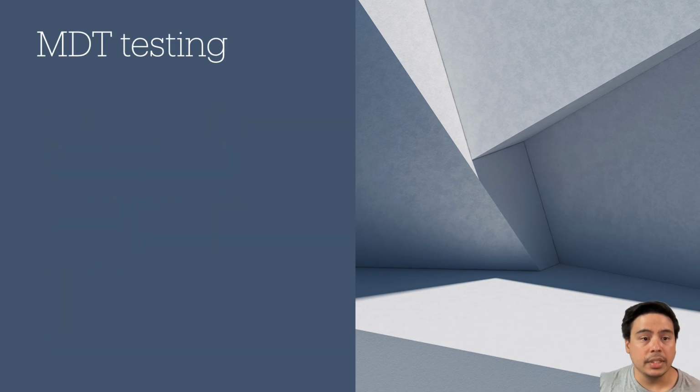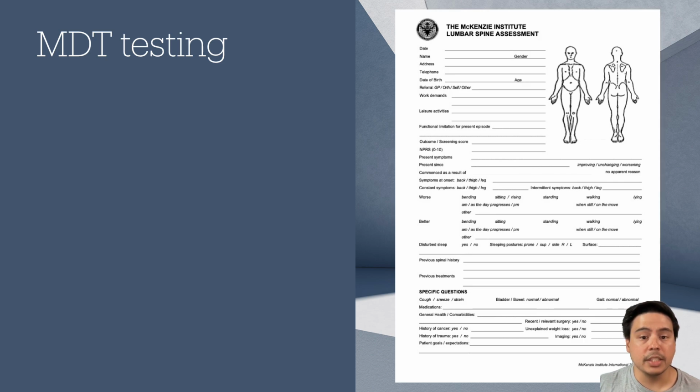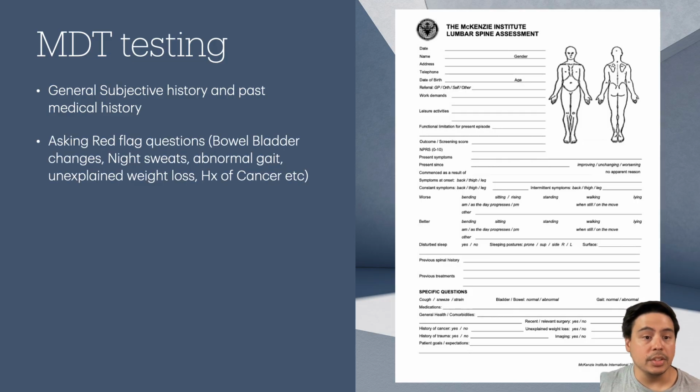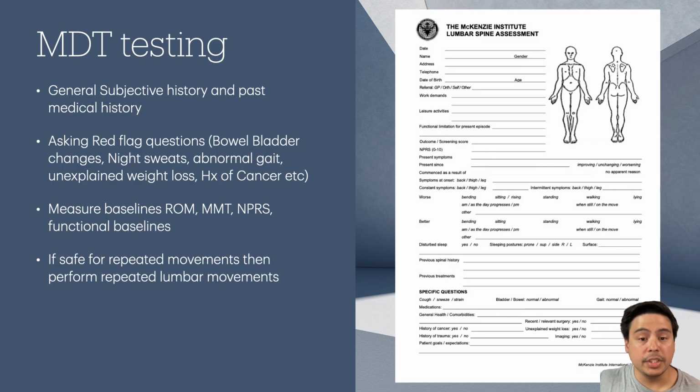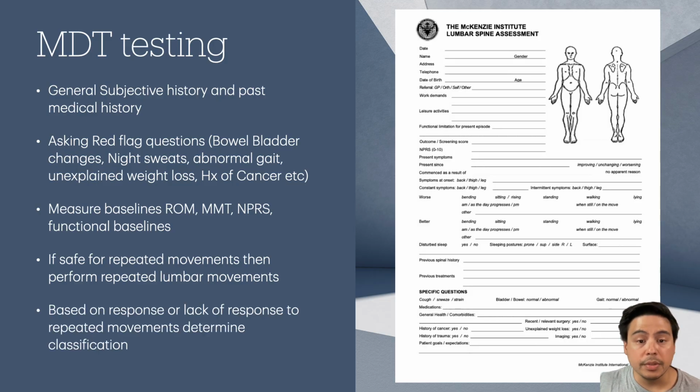With MDT testing, you have a lumbar spine assessment sheet. You have your general subjective history and past medical history. Then you ask these red flags, which helps with one of the classifications in the MDT classification system. You measure baselines like range of motion, manual muscle tests, and pain, and you want your functional baselines too, like what they have issues with. If they're considered safe for repeated movements, then you perform the movements. Based upon what they respond to, those repeated movements help with determining the classifications.